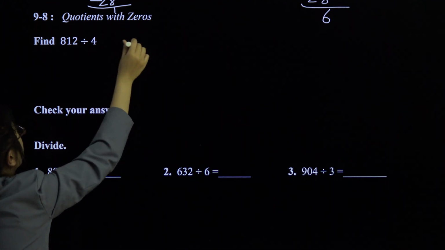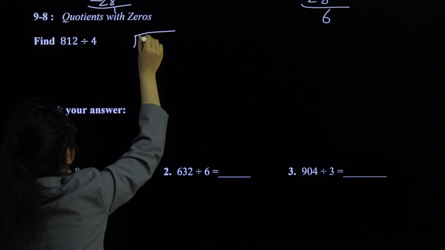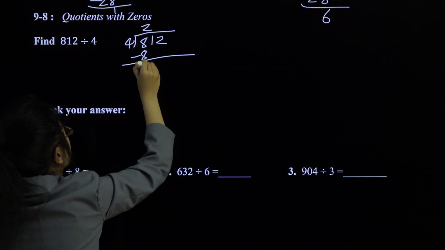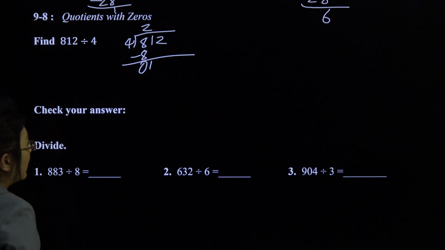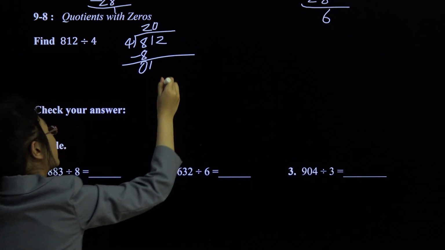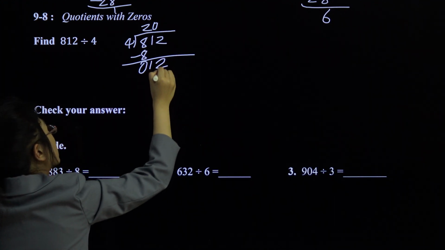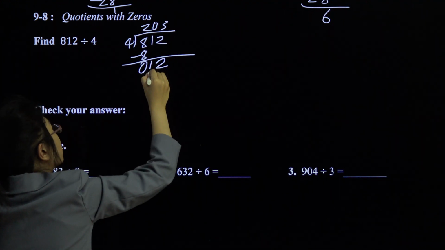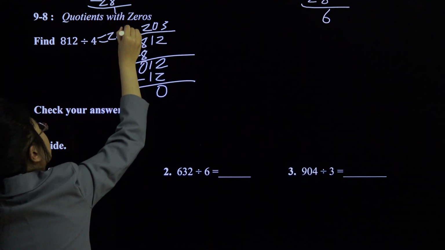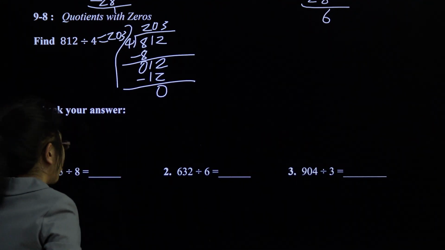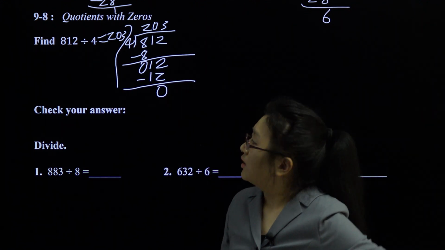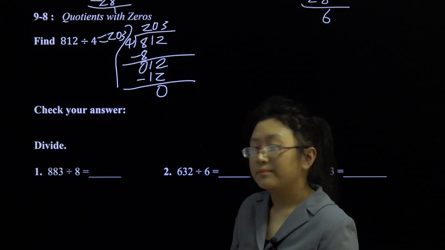Now, find 812 divided by 4. So then 4 goes into 8 2 times. You do a subtraction, you drag down the 1, but then you realize it isn't enough. So in order to drag down another digit, you need to add a 0 to the quotient. You drag down the other digit, 4 goes into 12 3 times, and you're done. You get 203. It's not all that different from normal, well, not exactly normal, but this is normal quotients without zeros.